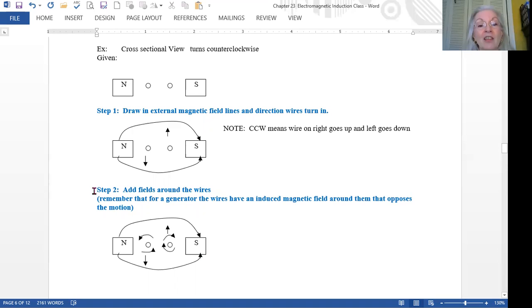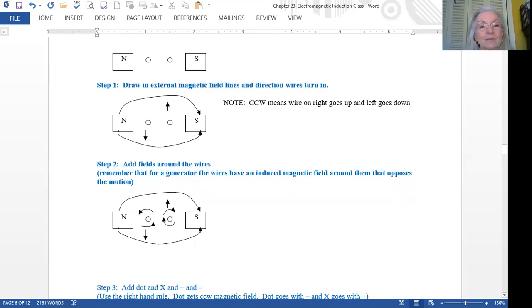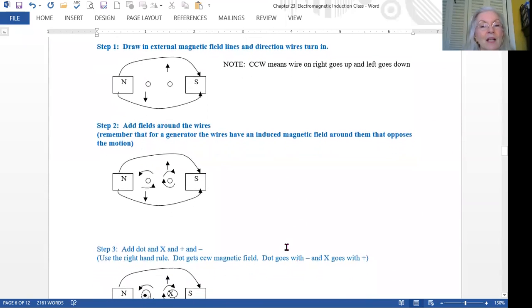Now we have to think. And the thought process is that the field lines around the wire have to oppose the motion. They have to oppose the motion. So we only pick one wire and we only pick one of the two outside field lines. Everything else will follow in a pattern. So let's look at the one on the upper right-hand side.